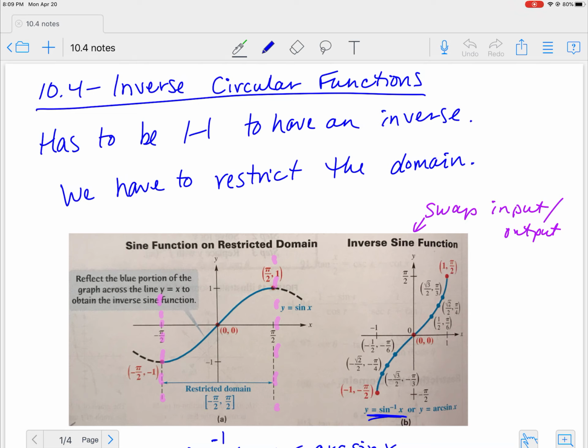Now, also remember when we talk about inverses, the input and the output swap. So if I'm restricting my domain, that means my output now is restricted. So my output, I'm only going from negative pi over 2 to positive pi over 2.